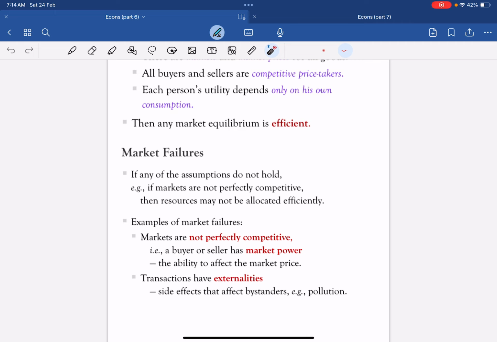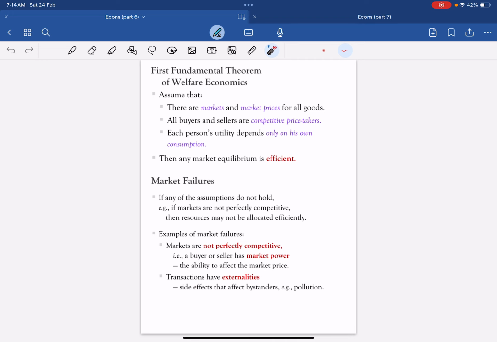And then another way to have market failure is that there are externalities. Externalities, we will talk more about it, but just a brief idea, is that it is the benefit or cost to third parties that you have to account for in the entire society. But we'll talk more about that.